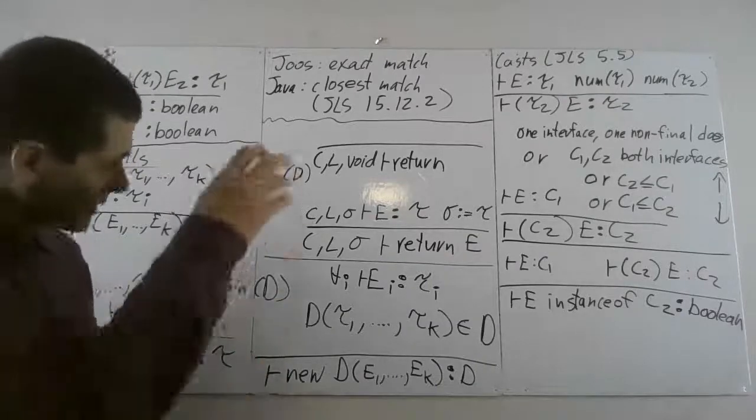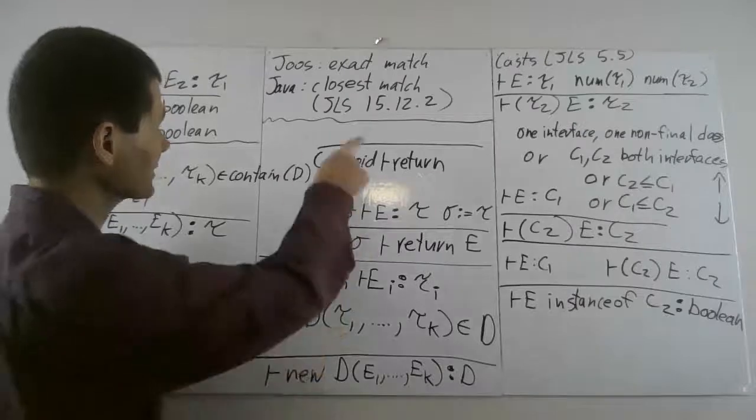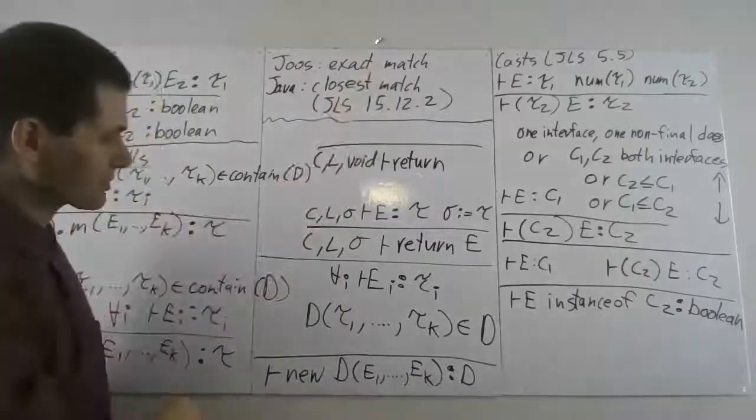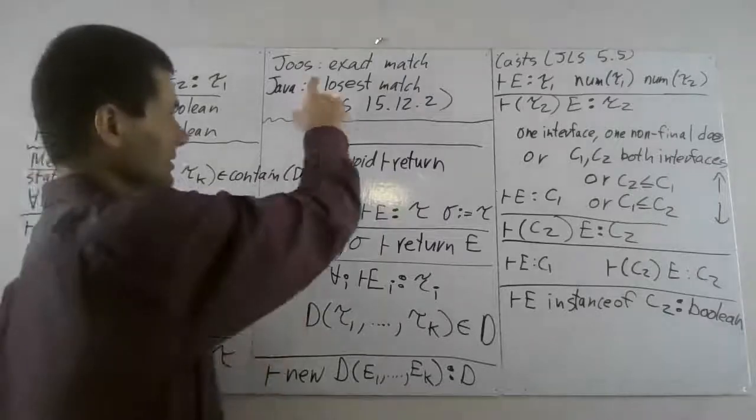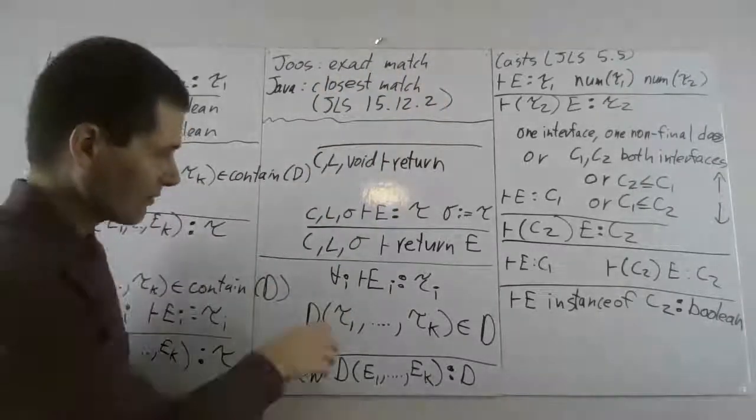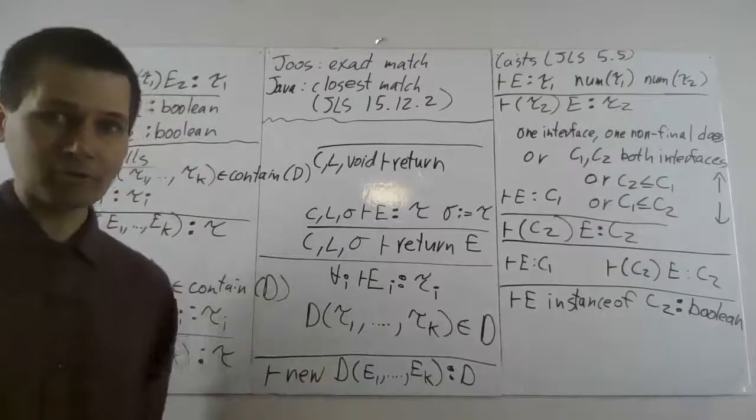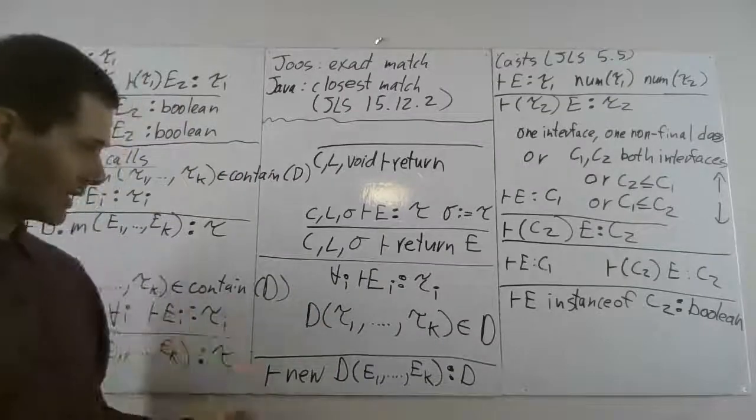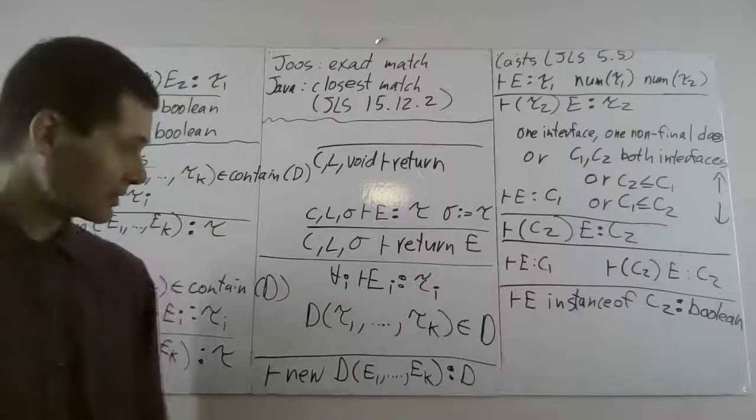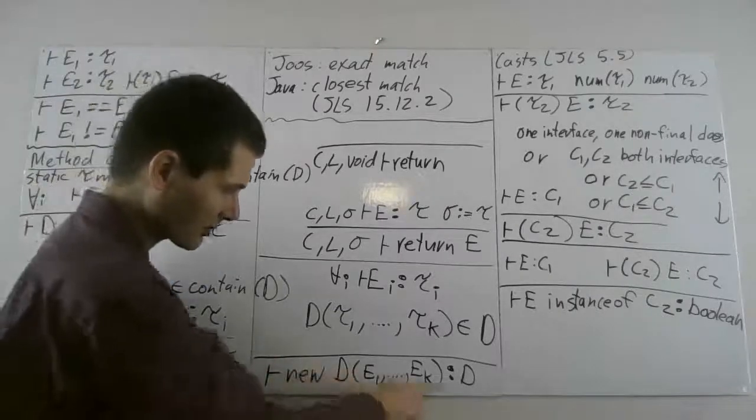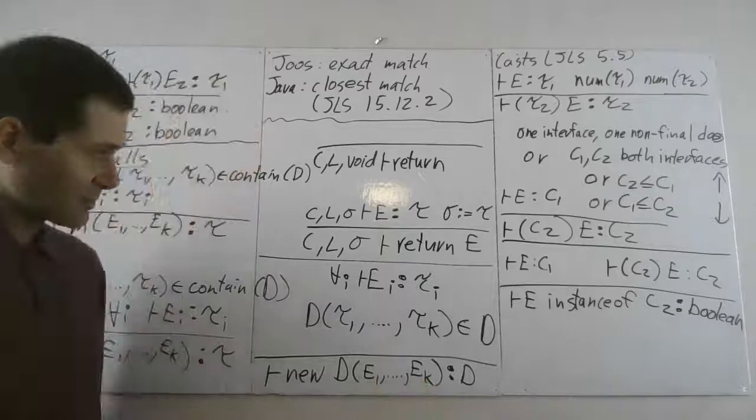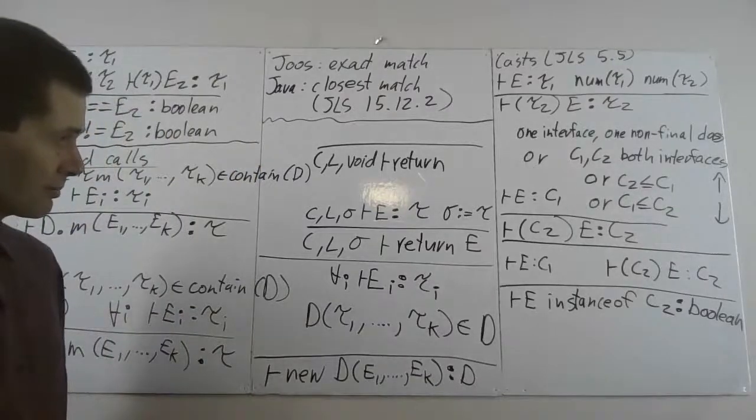Okay, and as with methods, we do an exact match for juice, and Java would do the same closest match for choosing from an overloaded constructor, right? So a class can have any number of constructors, and so you want to choose the one that matches the types of the arguments that you pass in.